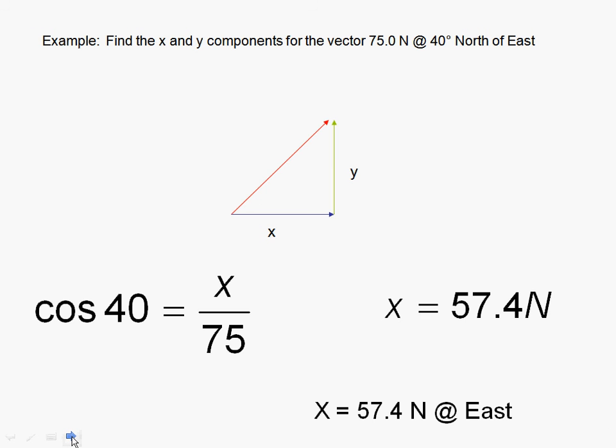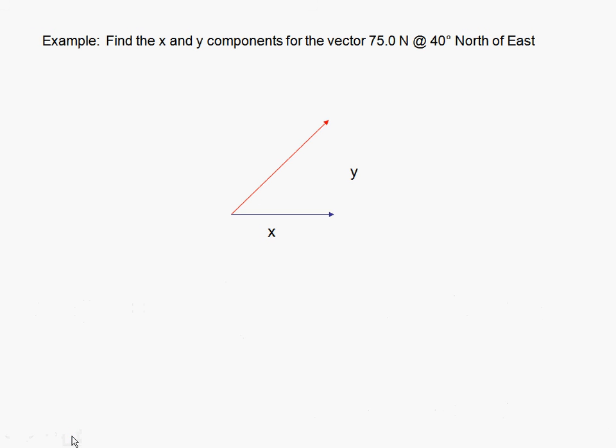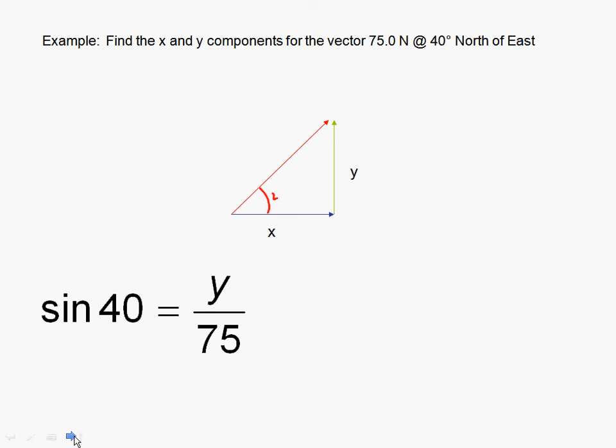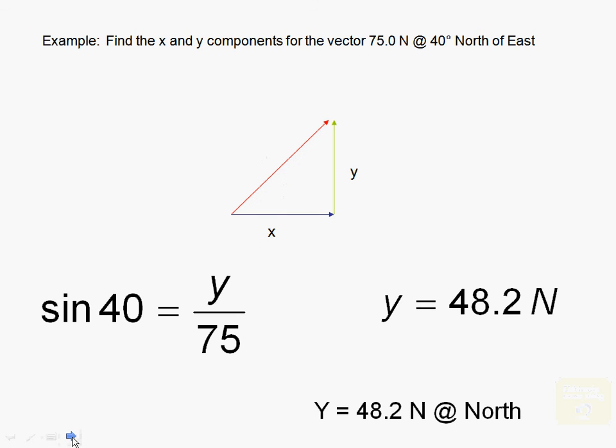To find the y, we just need the sine function, and the sine of the 40 degrees. Sine is opposite over hypotenuse. Calculate your y value, and you get 48.2 newtons, and this time it's north. And that's how to find x and y components. We'll be doing some of this in class tomorrow.